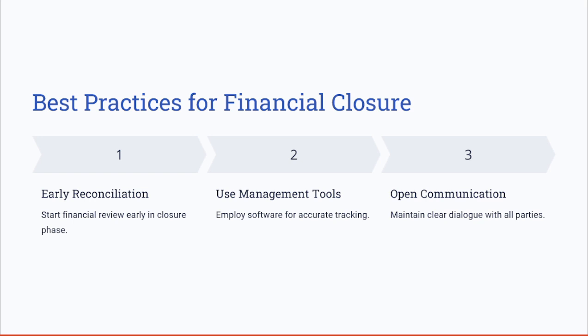Here are some of the best practices to have an efficient financial closure. Best practices for financial closure include initiating the reconciliation process early, using robust financial management tools, and maintaining clear communication with all of the parties involved. Tools like QuickBooks or Oracle can streamline the expense tracking and reporting. Always maintain open communication with the vendors, suppliers, and the stakeholders to avoid last-minute changes or last-minute disputes.